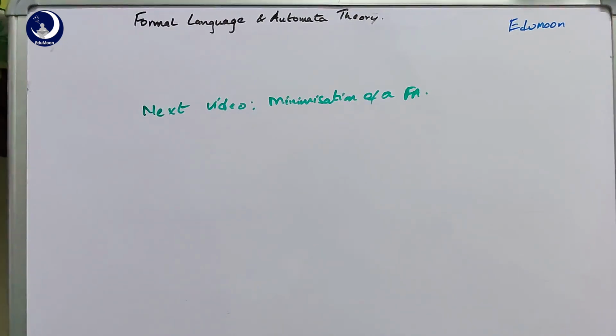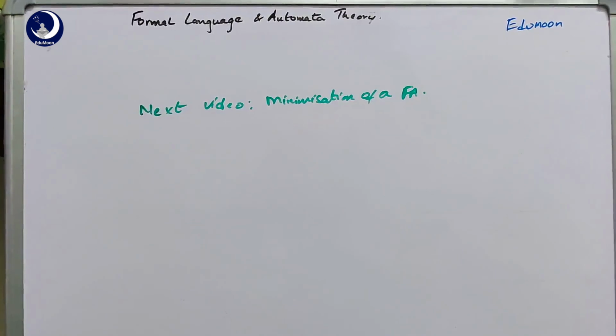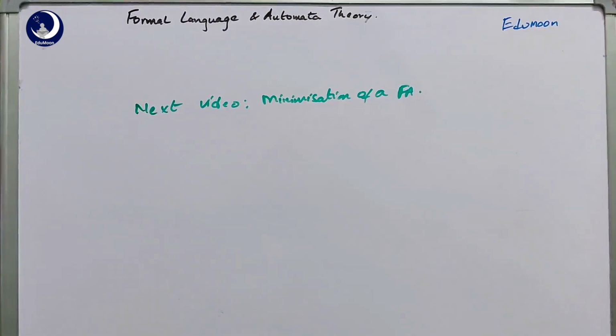In the next video we will see how to minimize a finite automata. There are 2 ways to minimize a finite automata. One is the partition method and the other is the Myhill-Nerode theorem. So we go with the minimization in the next class.